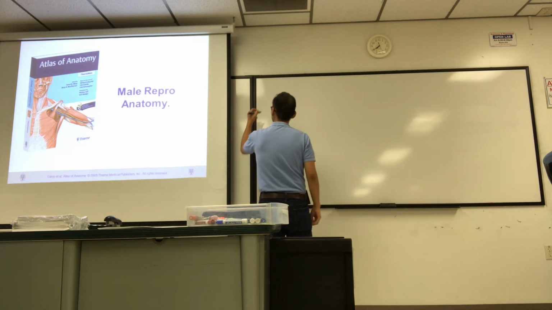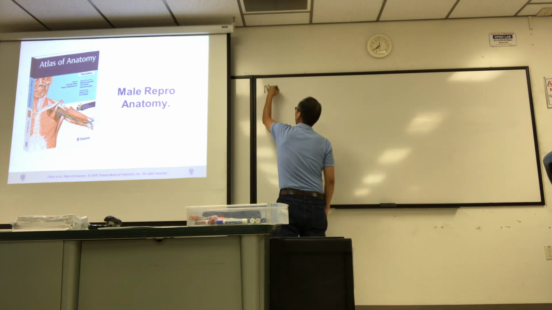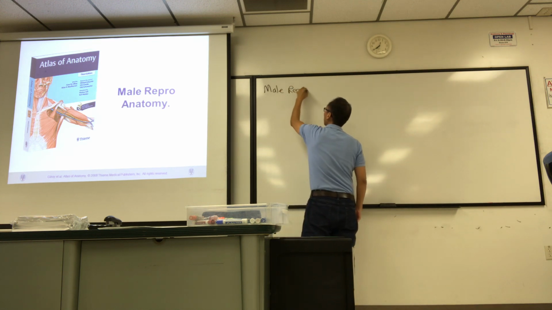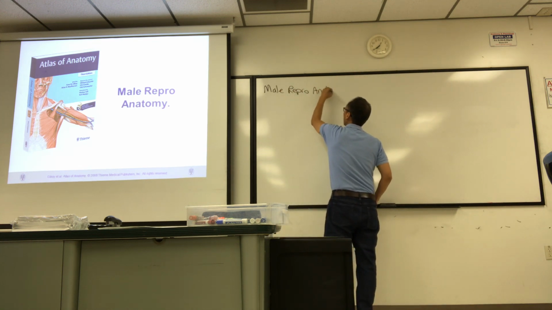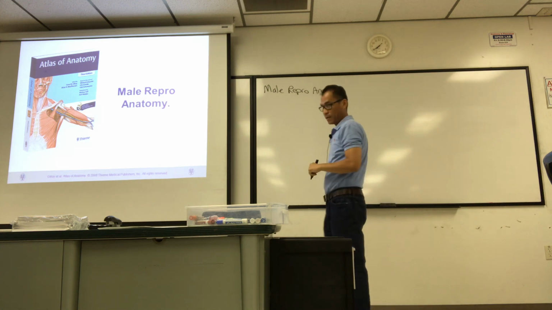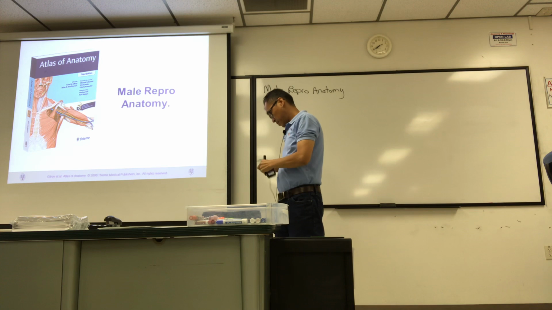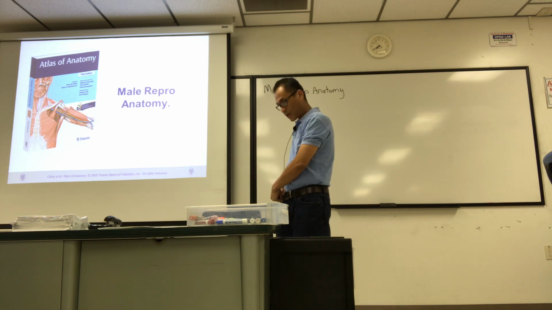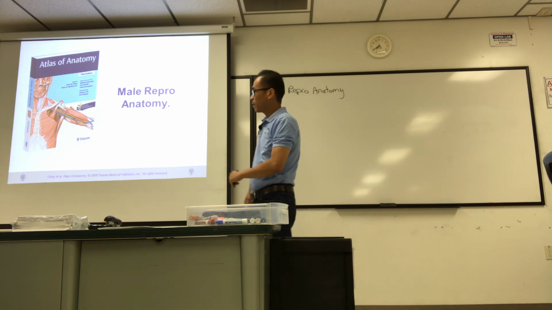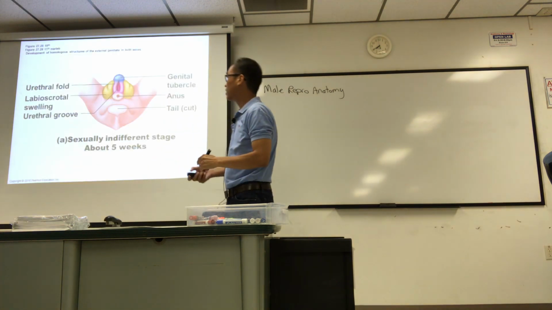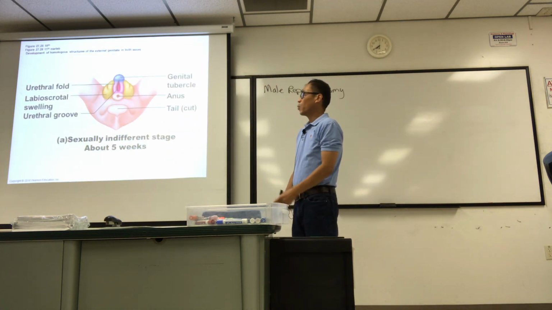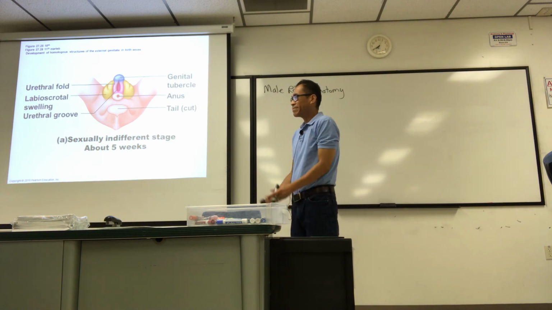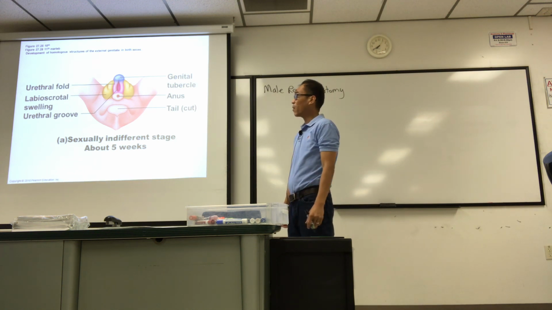Today we'll do the reproductive system. And we'll start with male repro anatomy. Let's see, turn this down a little bit. Okay. And I wanted to start with the development of the external genitalia, starting when it's sexually indifferent. So you can't tell what it's going to develop into, male or female.